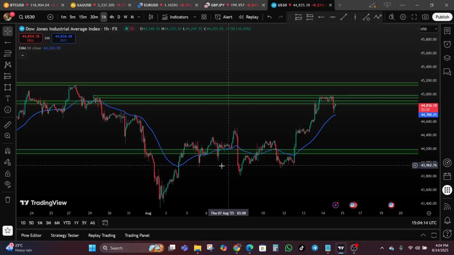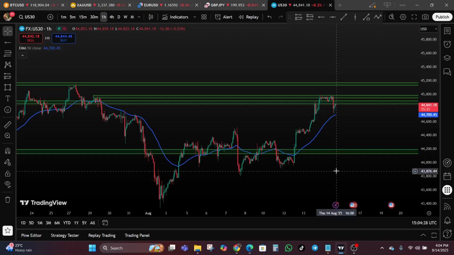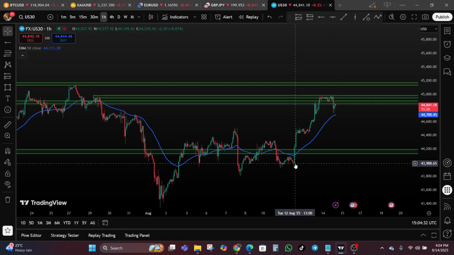So if you get an impulsive candle, you also have to look out for other confirmations before you proceed to taking that trade. All right. In addition to your impulsive candles, you have to look out for break of structure. Okay, look for break of structure. Look for maybe a possible break and retest.